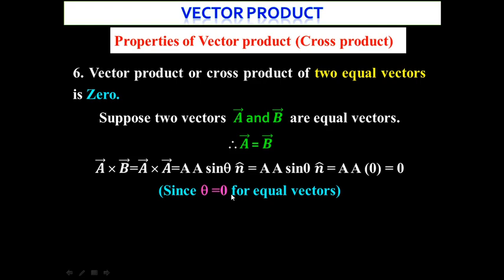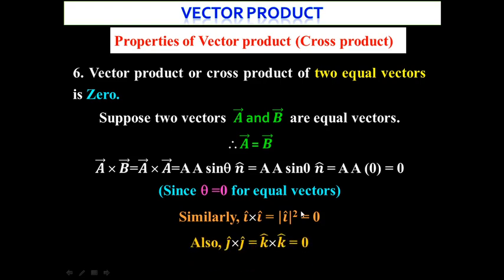Now we will see the next property. Similarly, we can say for the unit vectors also, these are equal vectors. i cross i, their cross product is 0. j cross j, their cross product is 0. k cross k, cross product is 0, because they are equal vectors.